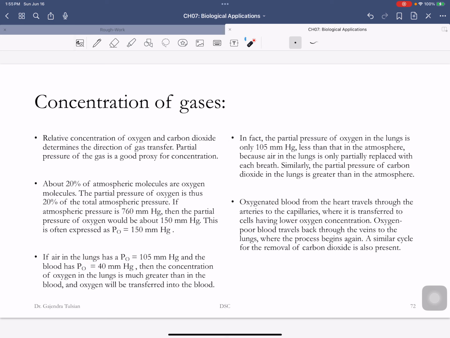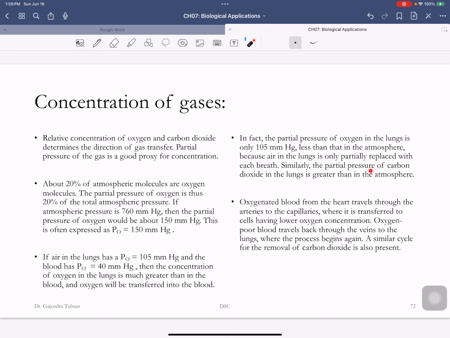It turns out that the actual pressure of oxygen in your lungs is about 105 millimeters of mercury, and in the blood, it's 40 millimeters of mercury. So you see, in your lungs, the partial pressure of oxygen is much higher than in blood, and so oxygen goes into the blood. The partial pressure of oxygen in the lungs is only 105 millimeters rather than 150, because air in the lungs is only partially replaced with each breath. So you sort of have stale breath in your lungs all the time.